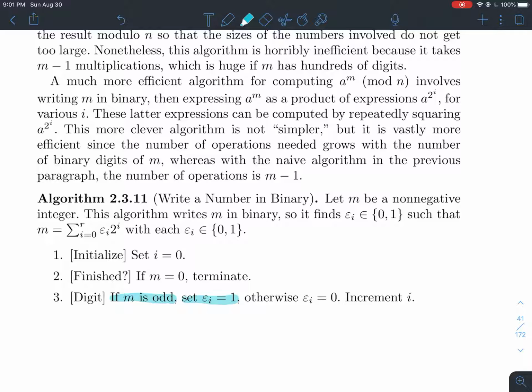this first coefficient, epsilon 0, since we started with i equal to 0, it's just going to be 1. And otherwise, the coefficient epsilon 0 is going to be 0. Now what we do is we increment i. What that means is, all right, now we're going to go i equals 1. And so we're going to look at the next term in this summation here.